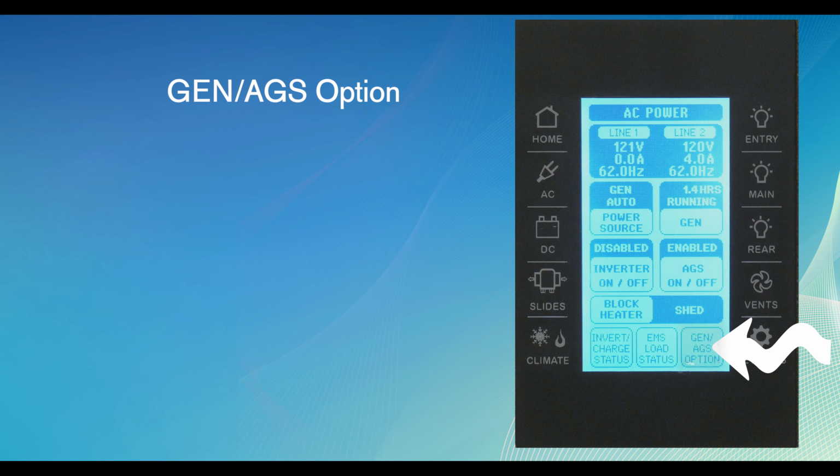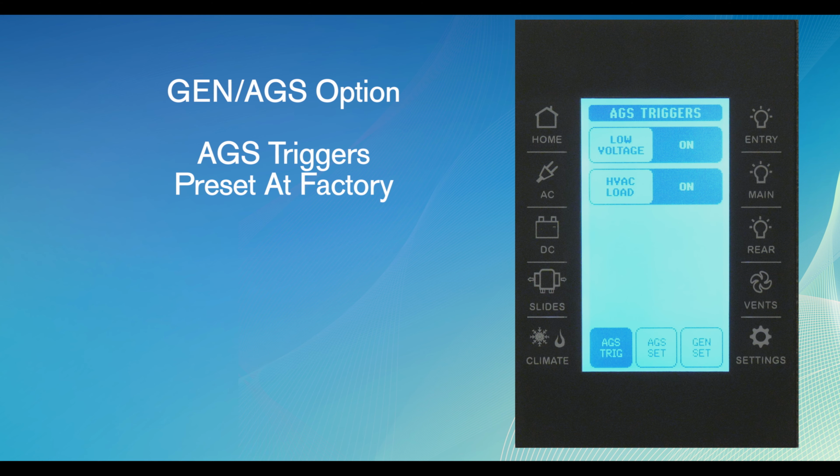The Gen/AGS option. This button provides access to a new page. The first option will be AGS triggers. These menu items are set at the factory. No further changes are needed to have the AGS system work correctly. If changes are absolutely necessary, use the virtual button to scroll to other options.